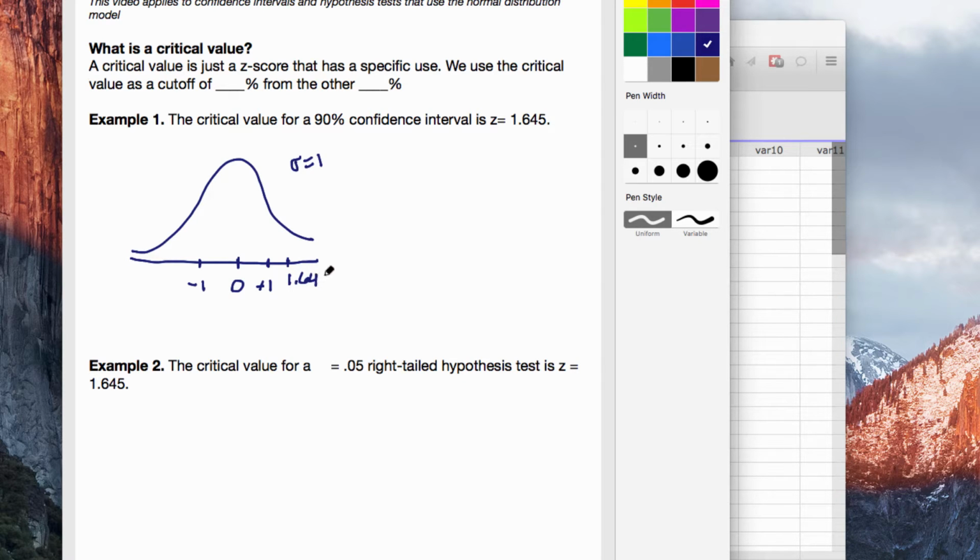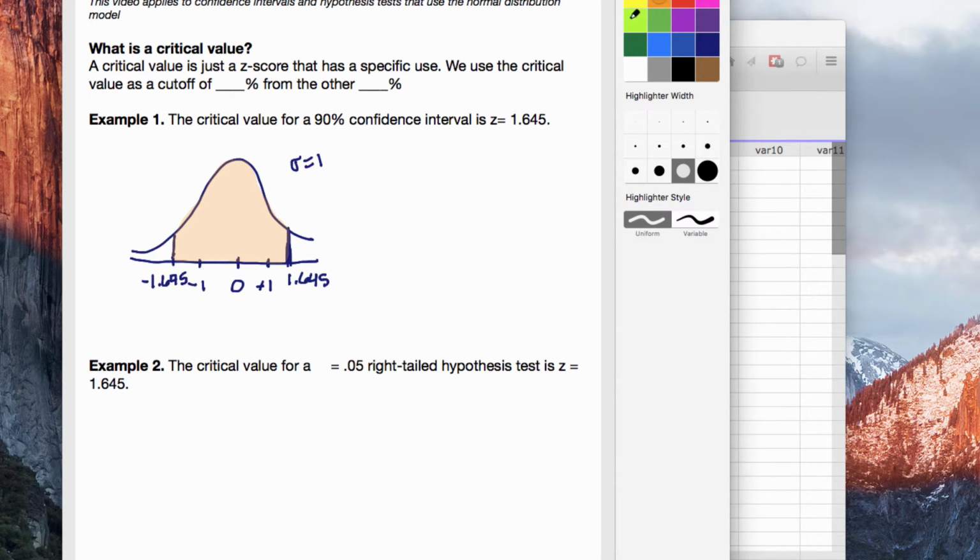1.645. This number right here, along with a partner down on the other side, -1.645, these two values are going to cut off the middle 90% of this normal model from everything else. Now, specifically when we talk about critical values for confidence intervals, this 90% will always be centered.